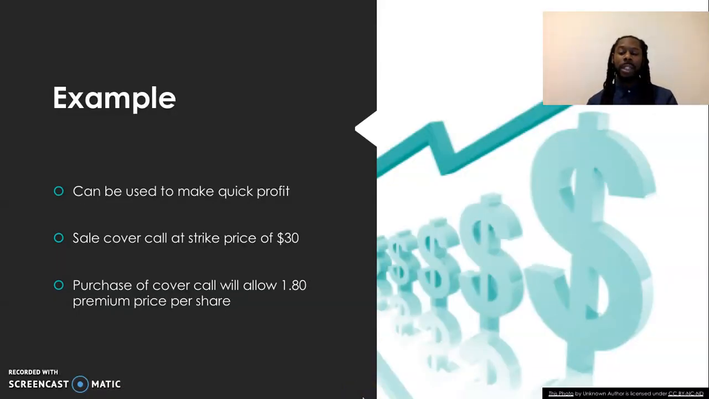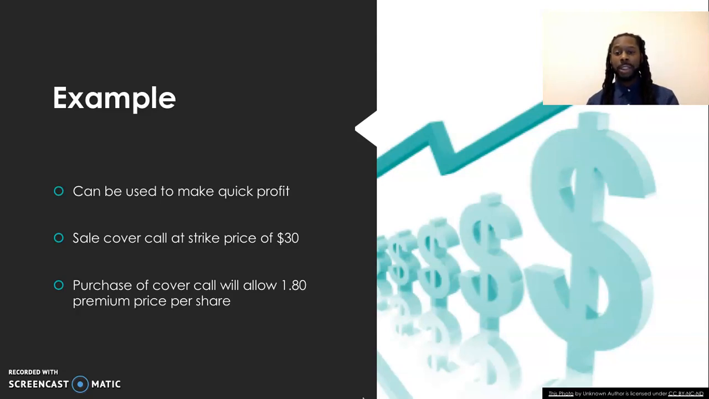An example that you could use is you can use this to make a quick profit, like I keep saying for the previous two slides. You sell the covered call at the strike price. Once you sell at that strike price, you're also going to get the profit from the difference between the original cost of the stock and the strike price, excuse me. You're also going to get a premium price, which is per share, on top of the call.